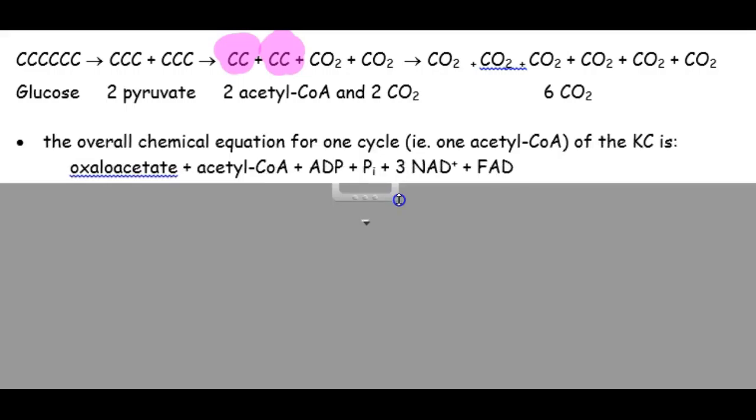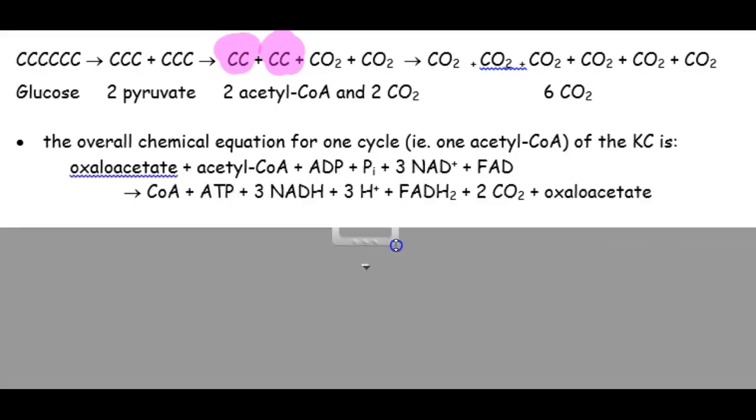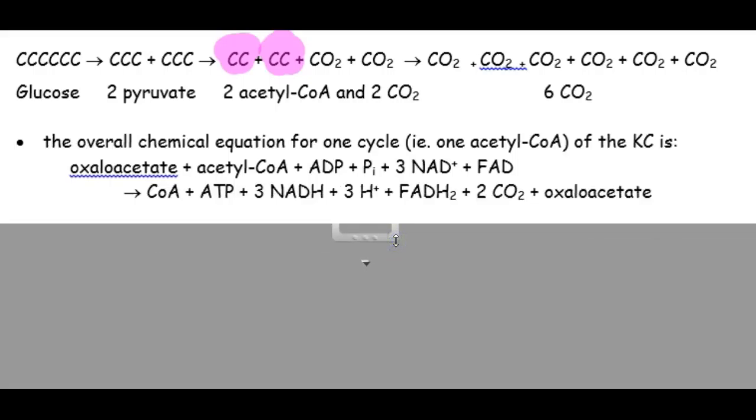Okay, so if we look at the overall equation, it looks a little daunting to begin with, but I think looking at it now, it will have a different impression than once we go through the Krebs cycle in its entirety, and then we look back at this. Okay, so one thing that's important to notice is that we start with oxaloacetate, but then we regenerate it in the end. Okay, so that's important to note, and that's what makes this a cycle.